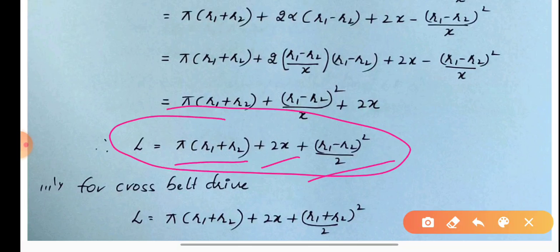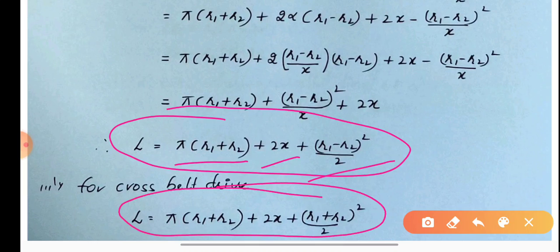Very simple mathematics. The figure is very important. So similarly for cross belt drive also you can find out the length of belt required. So obviously for cross belt drive the length of belt will be greater than the length of belt in case of open belt drive. Okay, and the expression will be like this: L is equal to pi into R1 plus R2 similar to the open belt drive plus 2x similar. The only change is instead of R1 minus R2 you will get R1 plus R2 whole square by x.